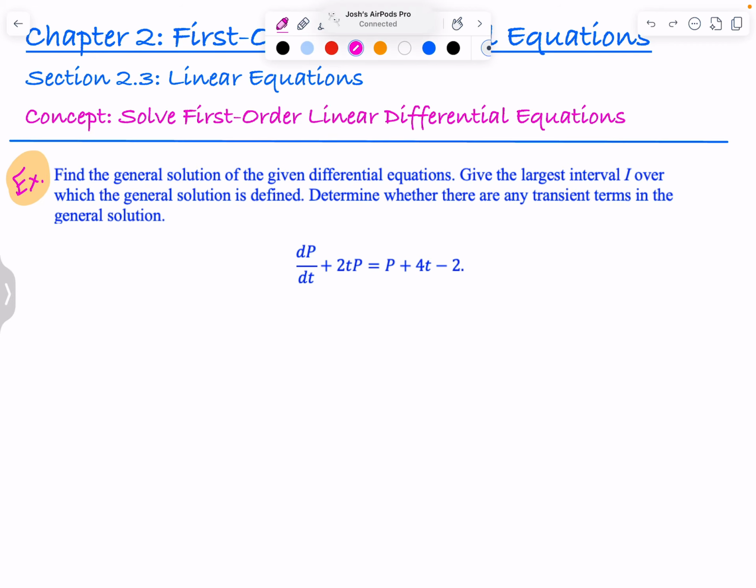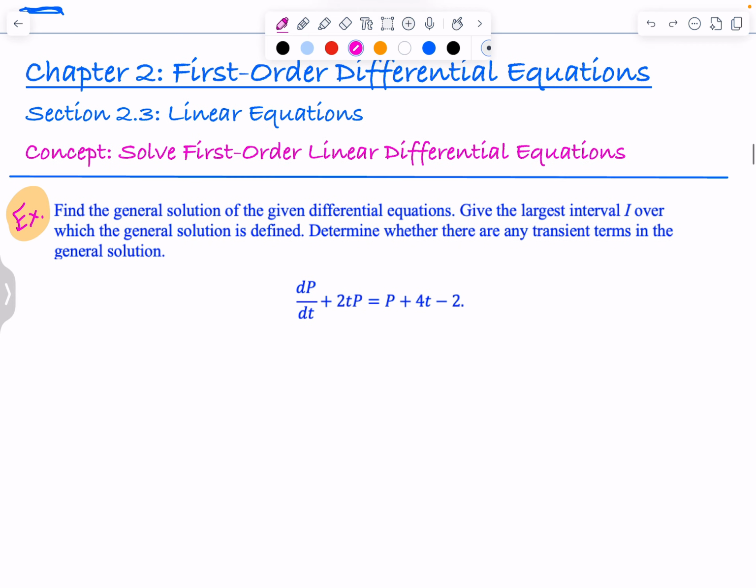In this video, we'll continue our discussion of section 2.3. I'm only going to do one example. There's a trick in here to get this one started. If I take a look at it, and I'm trying to make sure that it is first order linear, these are the same directions that we've been dealing with: find the solution, interval, transient term.